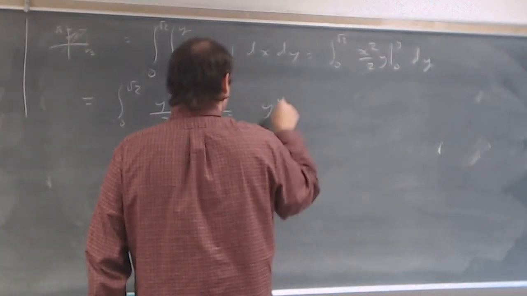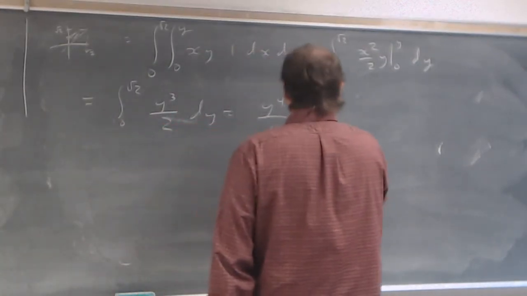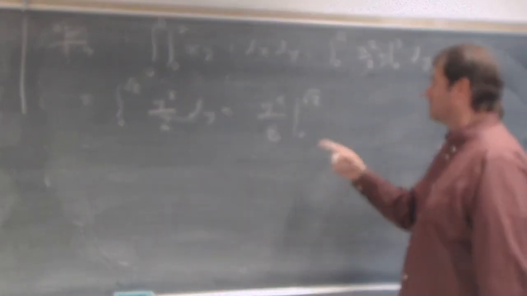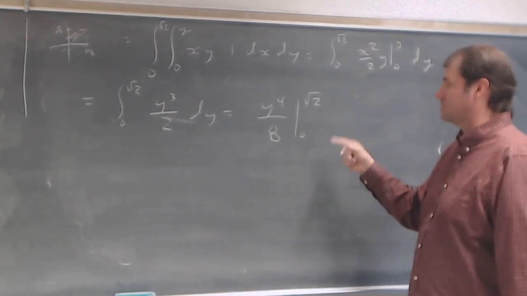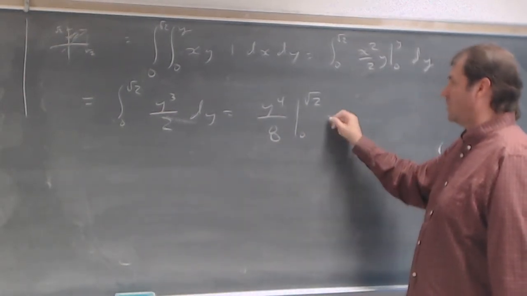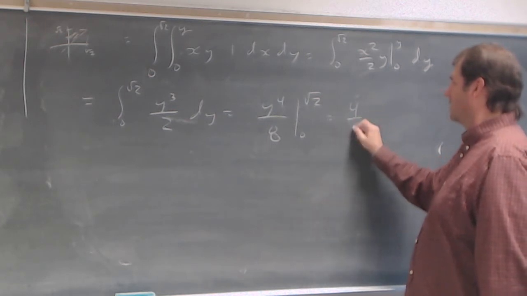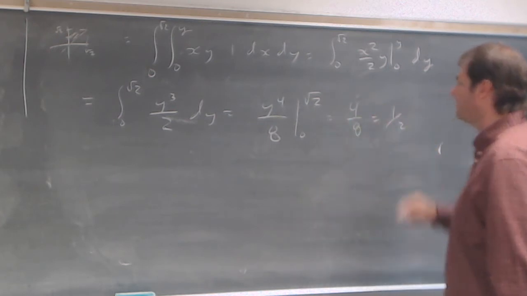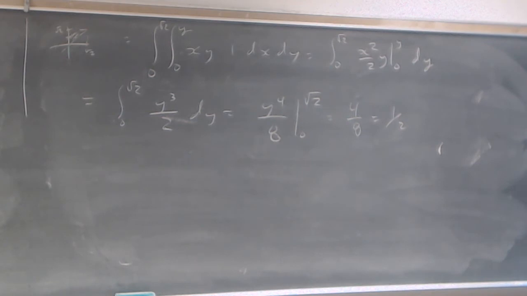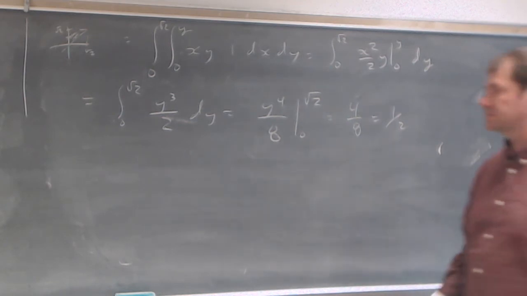That's going to be y to the 4th over 8, evaluated from 0 to square root 2. Stick in the square root 2 and raise it to the 4th power. Square root 2 times square root 2 is 2, and another square root 2 times square root 2 is another 2. So we get 2 times 2, that's 4 over 8, which is 1/2. That's one of the three things we need in the formula to calculate the covariance.